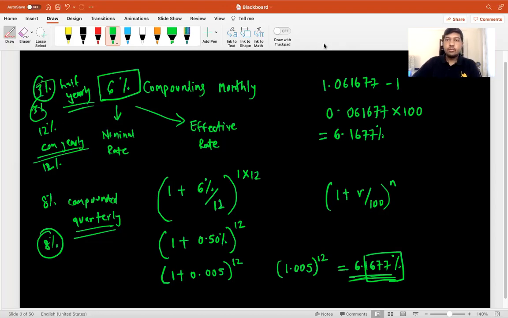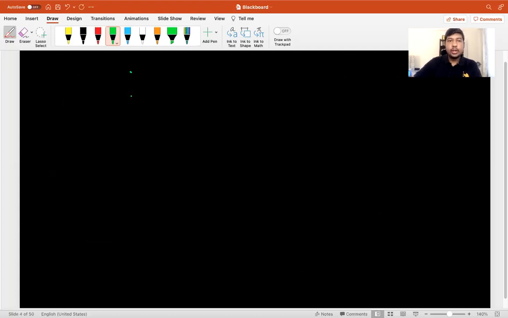Okay. Suppose you want to calculate the effective return. So let's say 8% compounded quarterly. Although you don't have to worry about that, but let's say you want to calculate the effective return of 8% compounded quarterly. What you're going to simply do is 1 plus 8% divided by 4 divided by say 100% raised to 1 into 4.